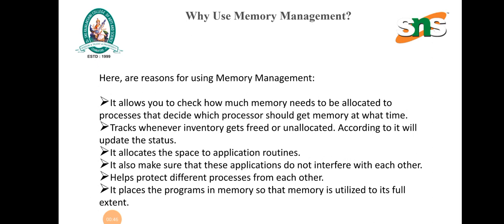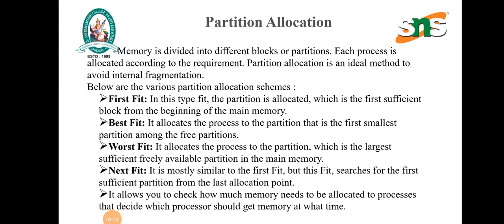Why use memory management? Here are the reasons. It allows you to check how much memory needs to be allocated to a process, and decide which process should get memory at which time. It tracks whenever memory gets freed or unallocated, according to the update of the state. It allocates space to application routines. It makes sure that applications do not interfere with each other. It helps protect different processes from each other, and ensures programs are in memory and memory is utilized to the full extent.